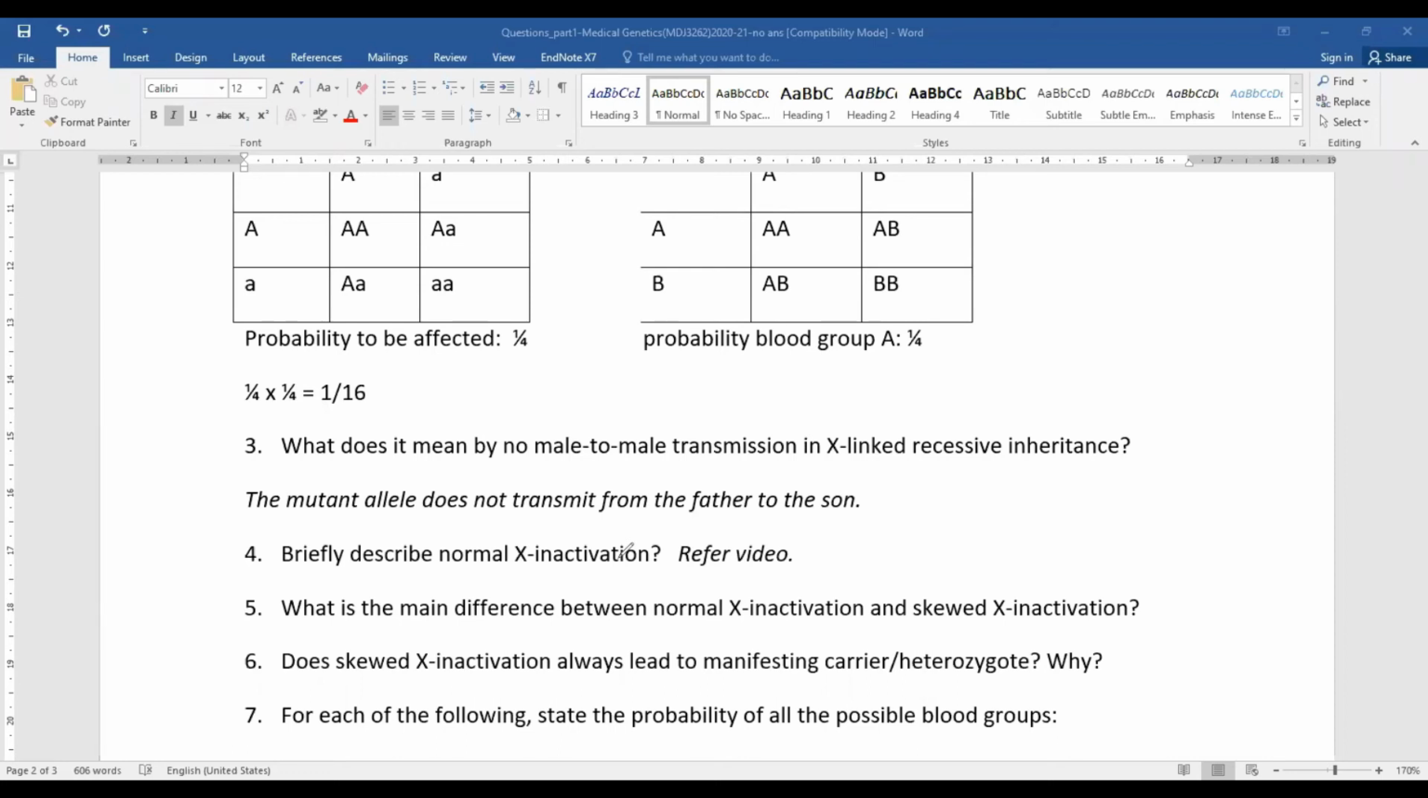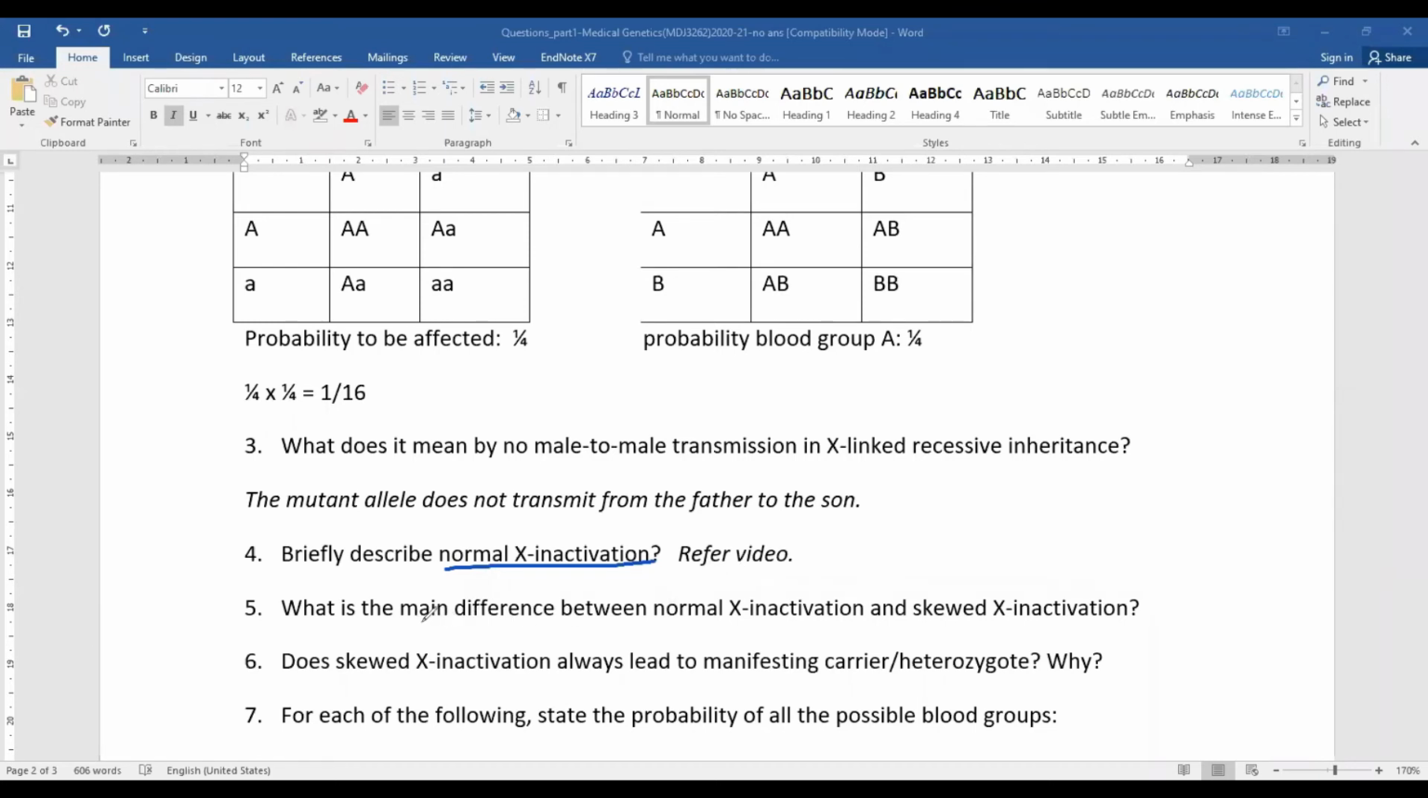I want to make sure that everybody understands X chromosome inactivation, the normal one, and also the skewed one. Make sure you understand that. If you don't understand, please tell me. For this one, I leave it now. You go back to the video. But if you cannot understand, you have to tell me, email me, or ask your class rep to WhatsApp me. We can organize a small session where I can explain to you again. So go back to the video for this one.